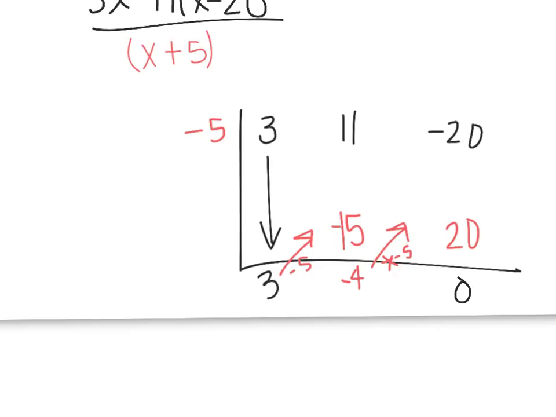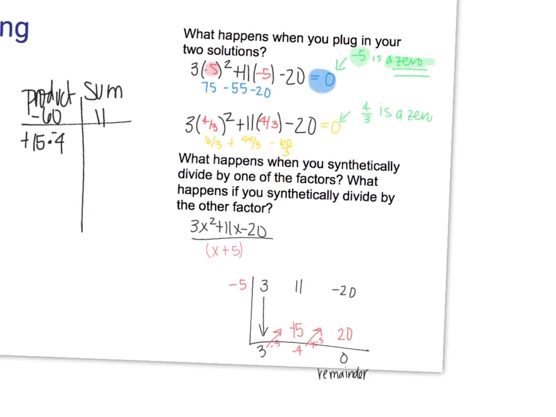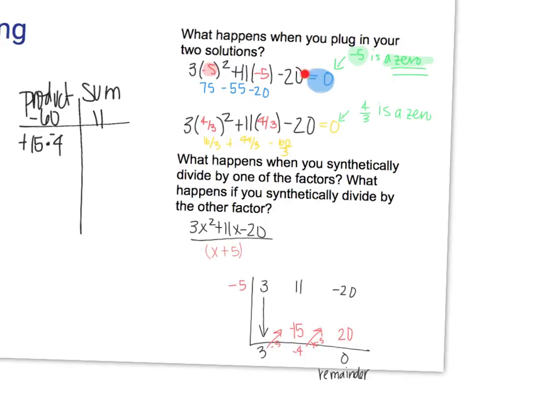Remember, this is my remainder. And also keep in mind that the remainder theorem says that when I plug in that number, that should be my remainder. So this 0 should have been the same as that 0 because that's two different ways to get my remainder.